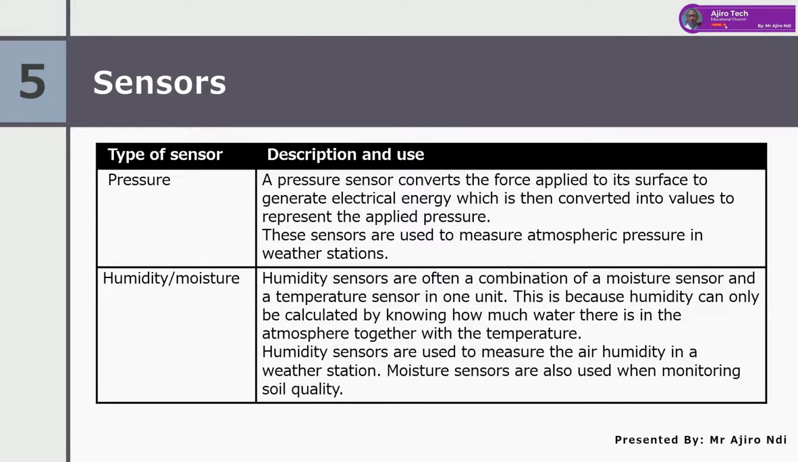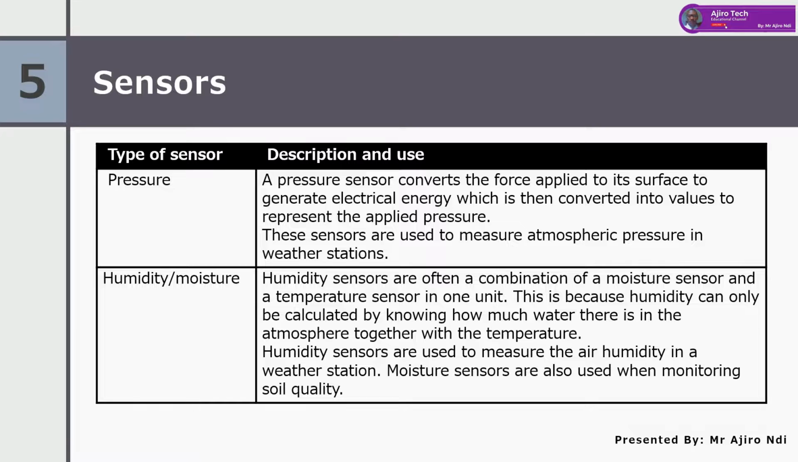Pressure. Now, for the pressure sensor, it converts the force applied to its surface to generate electrical energy, which is then converted into values to represent the applied pressure. Now these sensors are used to measure atmospheric pressure in weather stations. So you're converting that force applied to the surface to generate electrical energy, which is converted to values to represent the applied pressure.